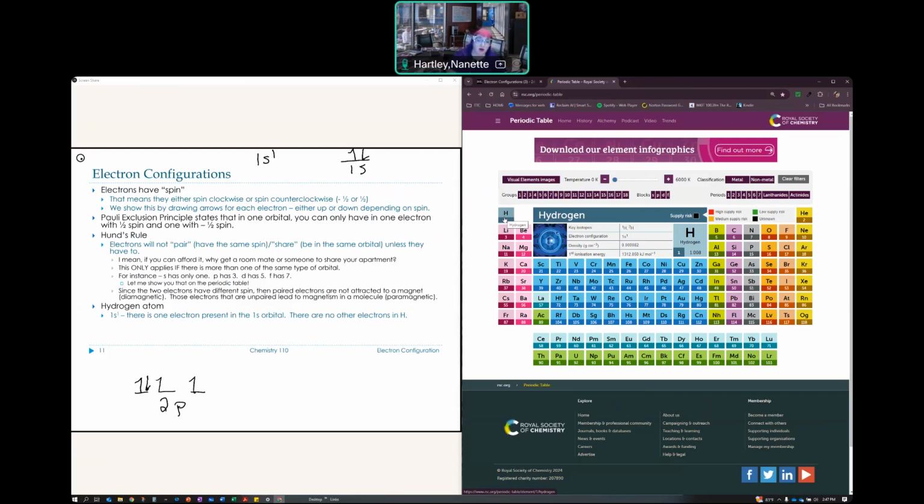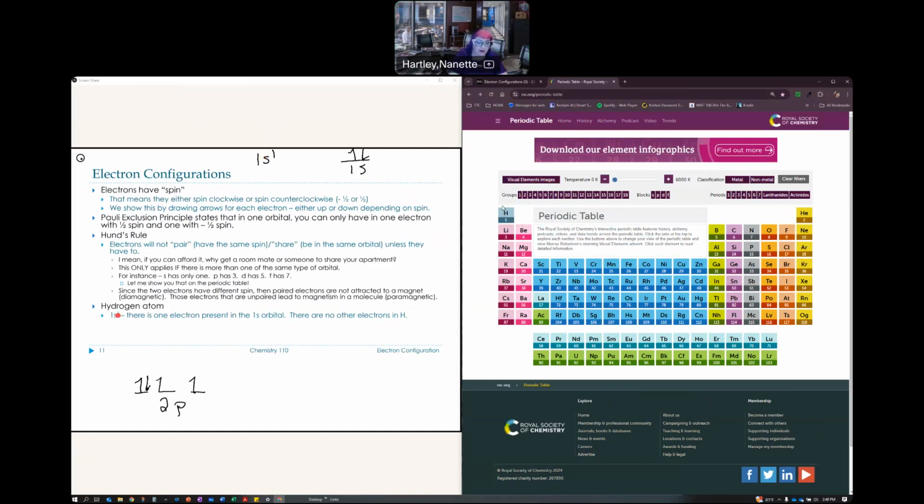Okay, so we wrote 1s1, and that's hydrogen, because hydrogen only has 1 electron. So the address for that 1 electron is this 1s1, which is what I wrote right here. 1 electron present in 1s orbital. So that is the electron configuration for the hydrogen atom. Oh my God, I wrote an electron configuration. Yes, I did something. That's awesome. Okay, I did 1. Let's talk about some more.